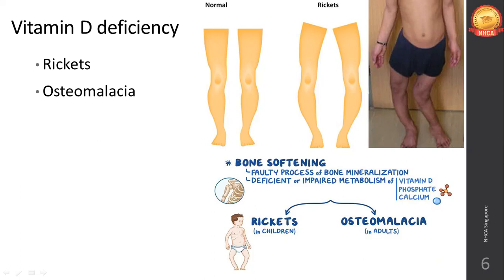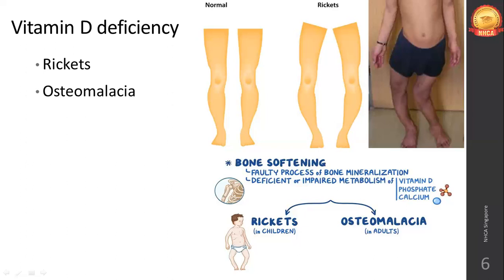Rickets is more severe in children between the ages of 1 and 3 years because they are growing rapidly, and their limb bones, their weight-bearing bones, have to grow in that space. The bones have to keep up with the pace of the child's growth. Otherwise, it will be stunted growth or bow legs.